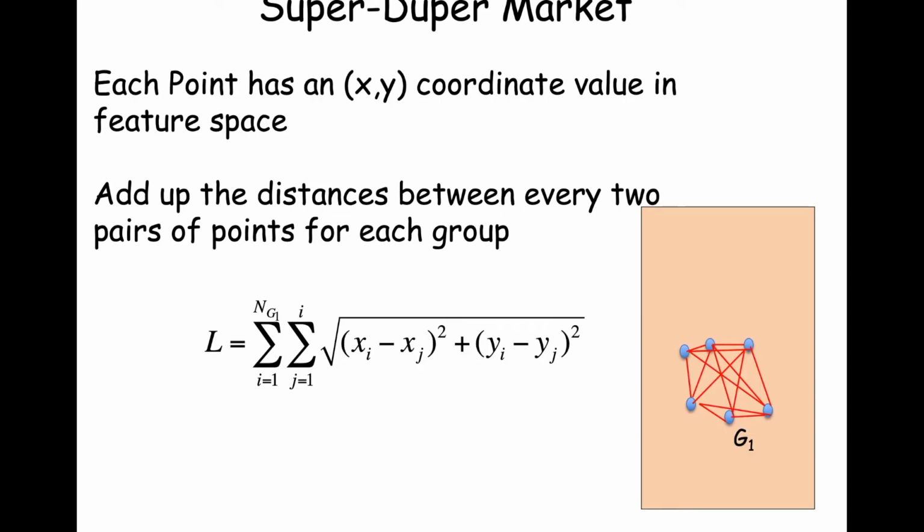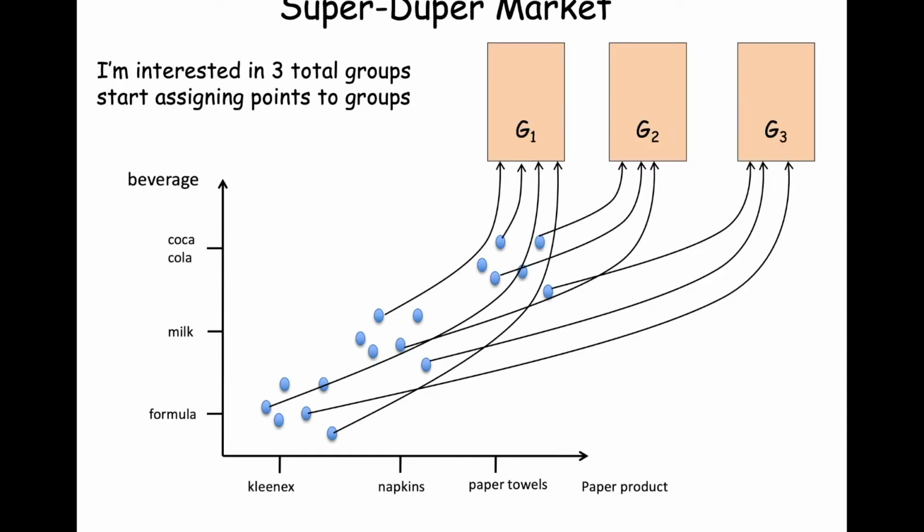Okay, so each point in a group has a horizontal coordinate and a vertical coordinate. I'll just say X, Y coordinate value in feature space. And what you do then is you add up the distances between every 2 pairs of points for each group. So you have a number of groups, let's say group 1, all those points that were assigned to group 1, you look at the distances pairwise between those points in group 1, you look at the distances pairwise between the points in group 2, and you do the same thing similarly for the points in group 3.